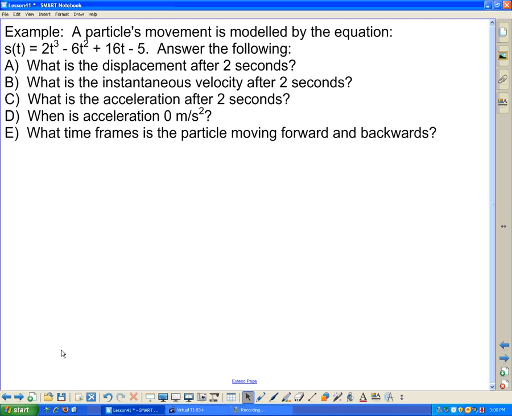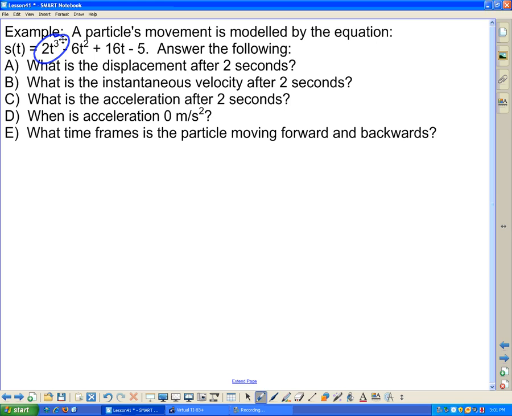Okay, finishing up this example then, a particle's movement is modeled by this equation. They're modeling a particle following a cubic motion. So its motion is modeled by a cubic. We want to answer the following.